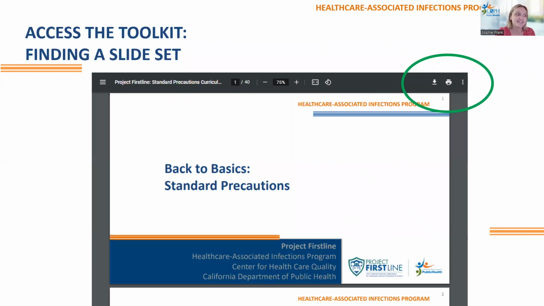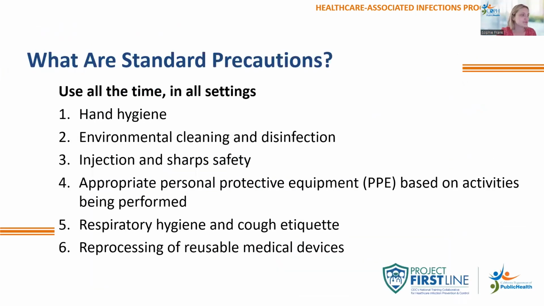And now our trainer Shannon has the slide set for Module 1 all set to go, and she can give a formal presentation to her CNAs. There are 6 elements that make up standard precautions. Each of these elements are important infection control practices that should be followed all the time in all healthcare settings to maintain a safe environment and break the chain of infection. Hand hygiene, environmental cleaning and disinfection, injection and sharp safety, use of proper personal protective equipment, or PPE, based on activities being performed, minimizing respiratory exposures, and reprocessing reusable medical devices between each resident and when soiled are all elements of standard precautions.